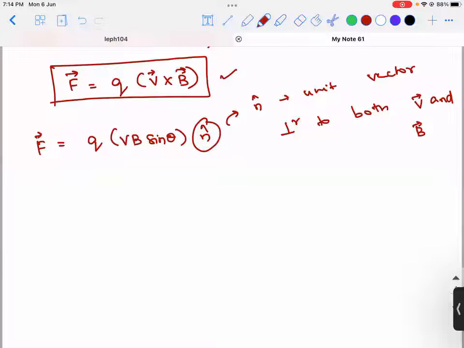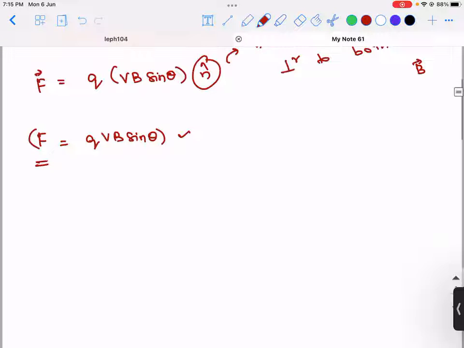Now the question is, if I want to write only the magnitude, then I will write F is equal to Q into V into B sin theta. Correct? So it is going to be QVB sin theta, where theta is the angle between V vector and B vector. Correct? So all these points we discussed in the previous class.